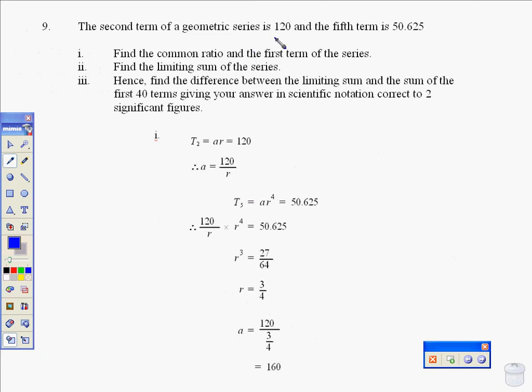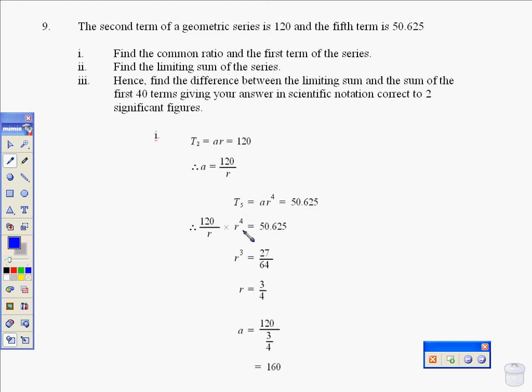So we've got a second term of the geometric series is 120, fifth term is 50.625. So we want to play around with this one. Firstly, we'll find the common ratio and the first term of the series. So similarly to what we've done before, A times R is equal to 120. So A is 120 over R. And A times R to the power of 4 would be 50.625.